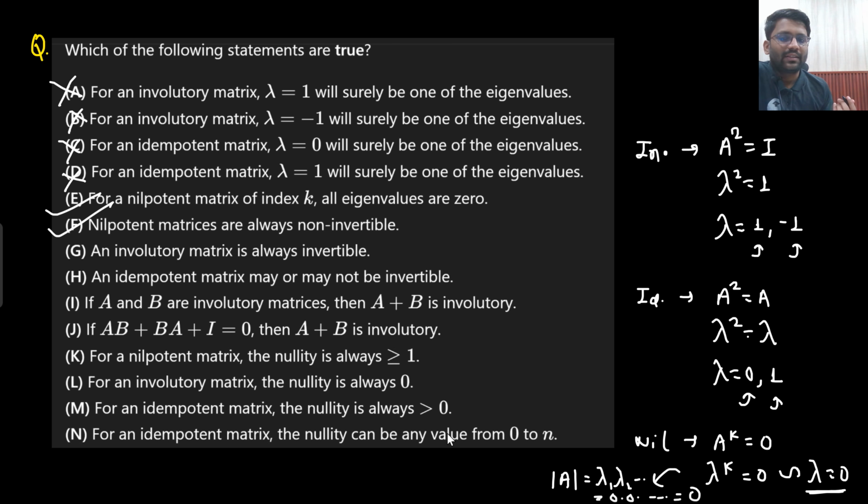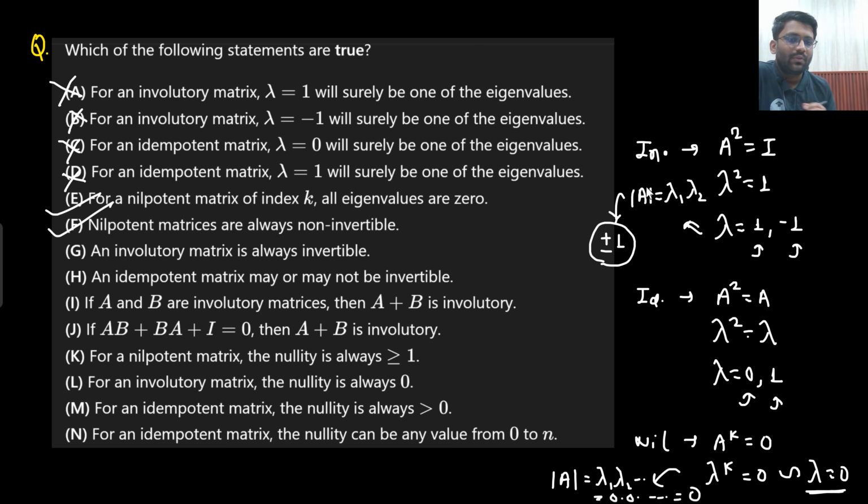An involutory matrix is always invertible. Is that correct? What will be the determinant? Determinant will be the multiplication of eigenvalues. Eigenvalue could be either 1 or minus 1. What does that mean? Determinant could be either plus 1 or minus 1? Say yes or no.